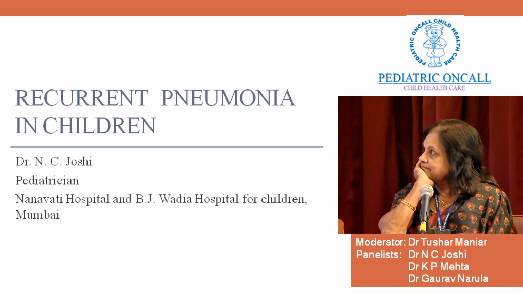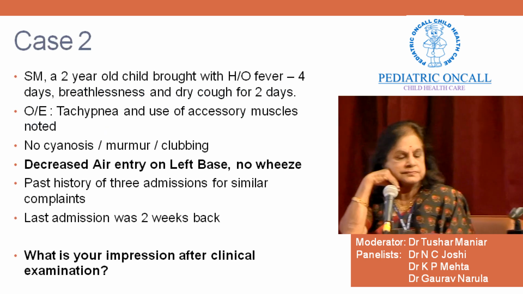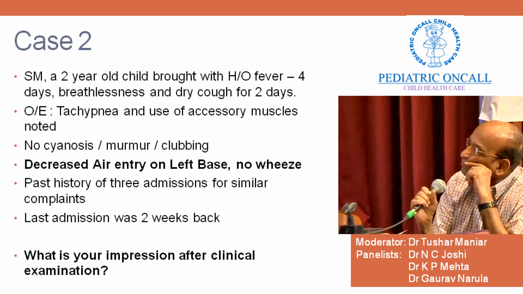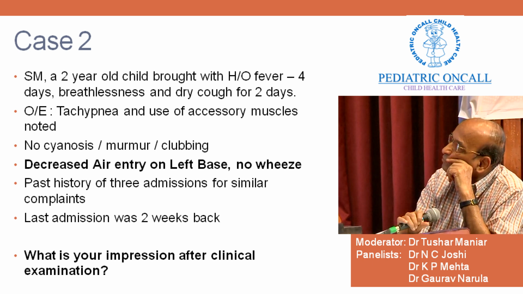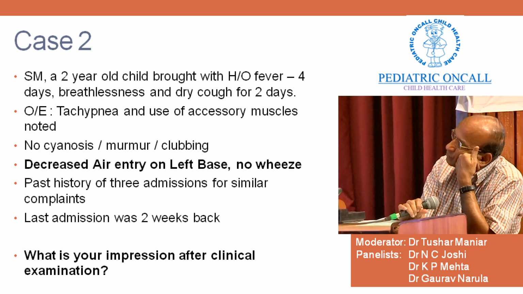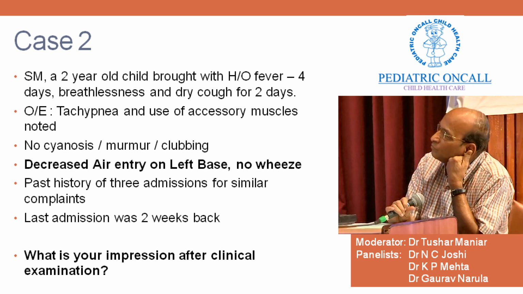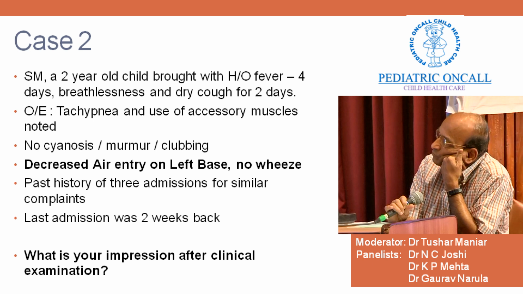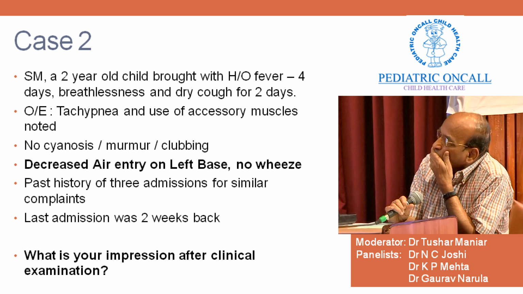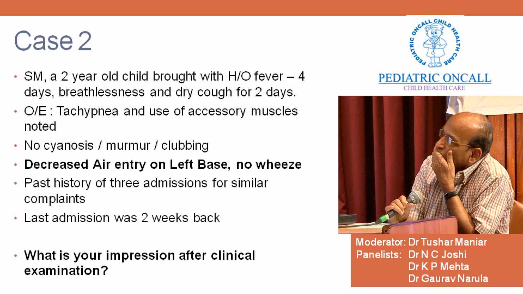Sir, I would like to take your opinion for this second case. We have this 2-year-old child who was brought with history of fever for 4 days, and breathlessness and dry cough for the last 2 days. On examination, he had tachypnea, was using his accessory muscles, though there was no cyanosis, murmur or clubbing. There was decreased air entry on the left base and no associated wheeze. He also had a history of 3 admissions with similar complaints, and the last admission was only 2 weeks back. So can you give your clinical impression, then I would show the X-ray.